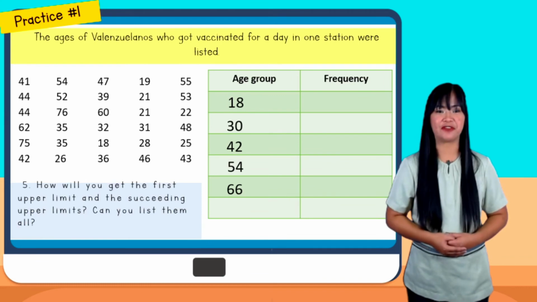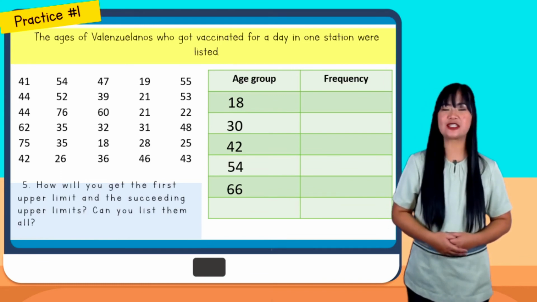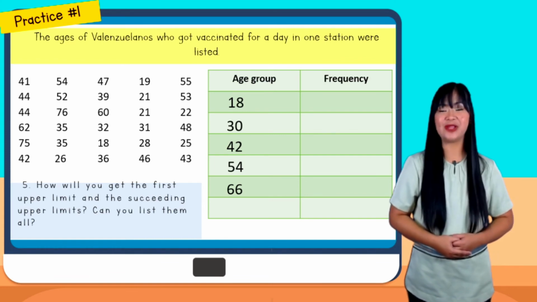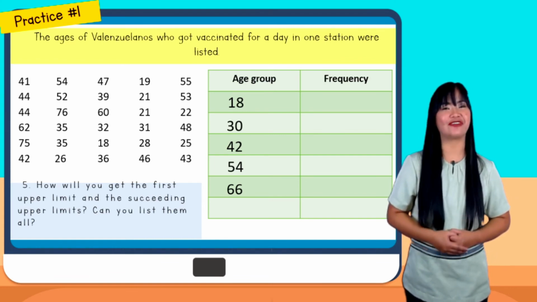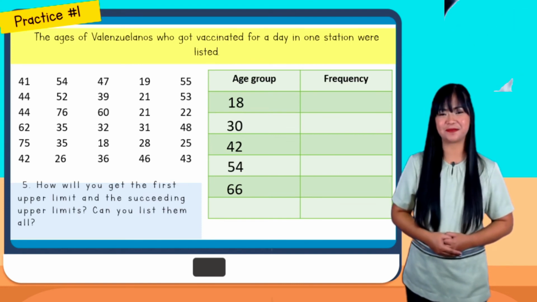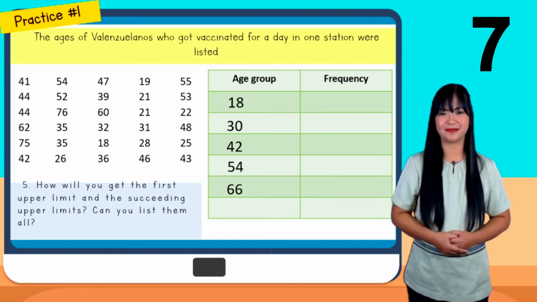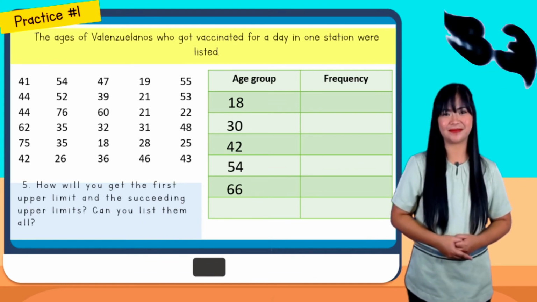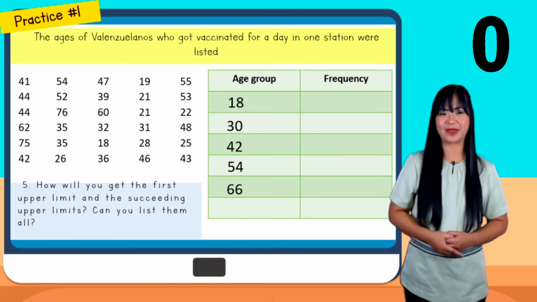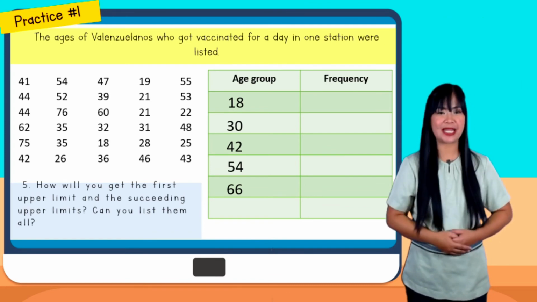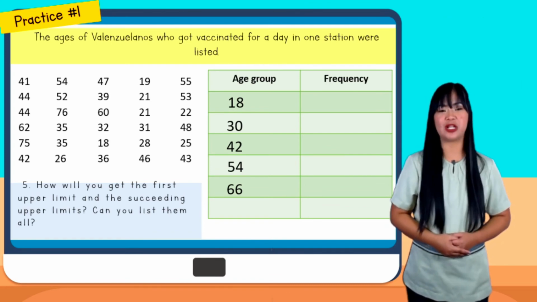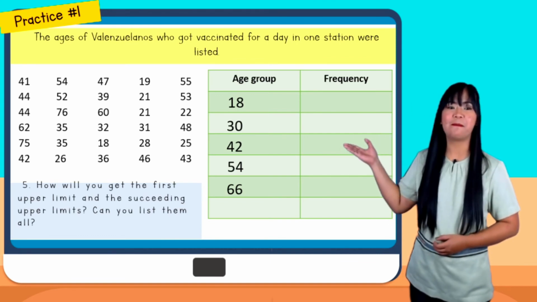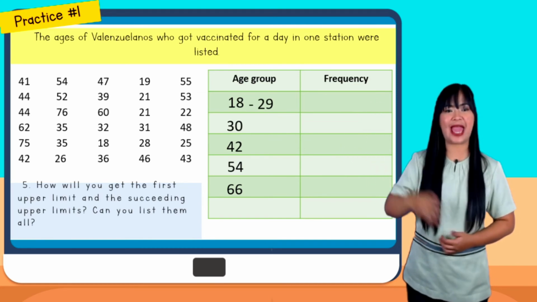Question number 5. How will you get the first upper limit and the succeeding upper limits? Can you list them all? You have 10 seconds. Time's up. To obtain the first upper limit, we subtract 1 from the lower limit of the next group. So that will be 30 minus 1 is 29.